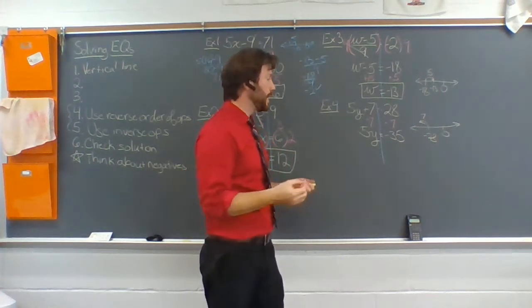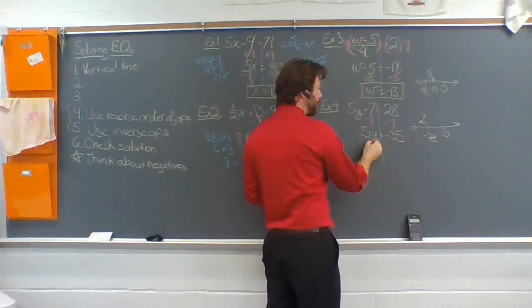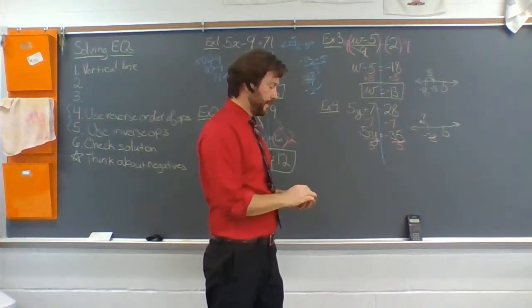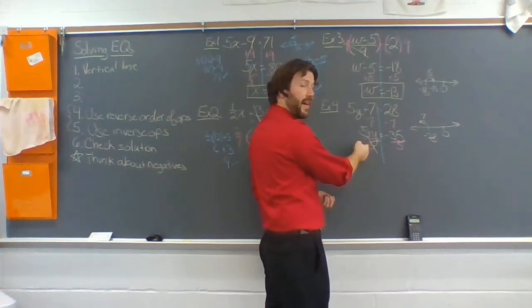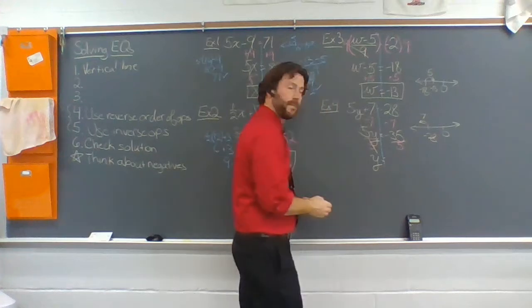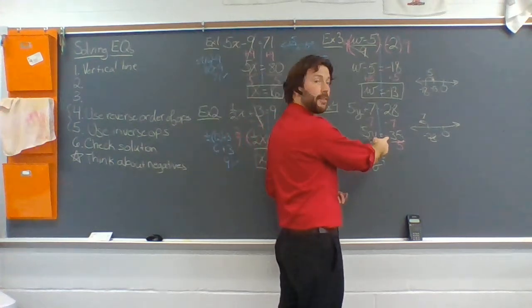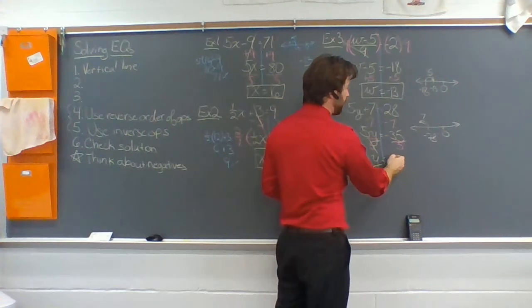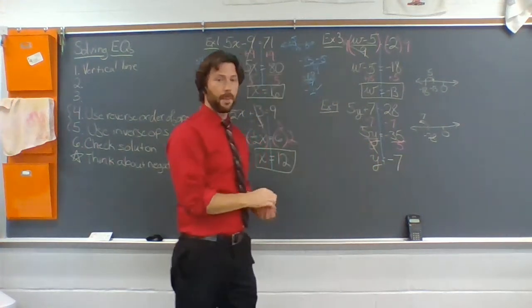Okay, then lastly, need to get that y by itself. Divide both sides by 5. They're multiplying by 5. We'll divide by 5. These 5's cancel. 5 divided by 5 is 1. 1 times y is just y. And then over here, negative 35 divided by 5. A negative divided by a positive is going to be negative 7.